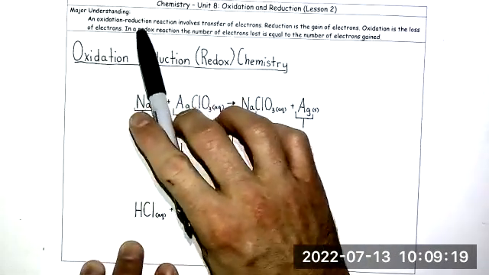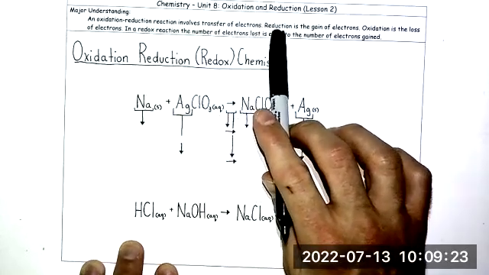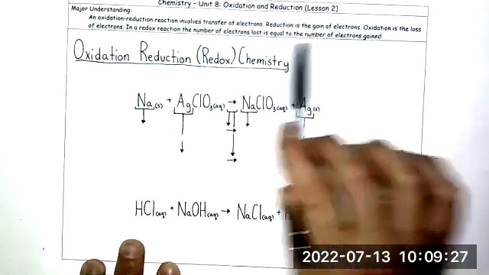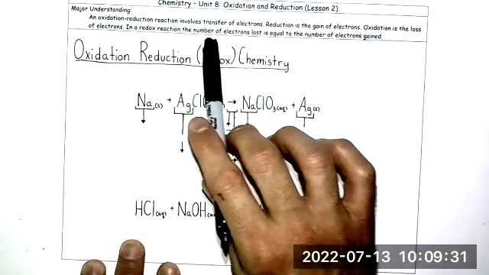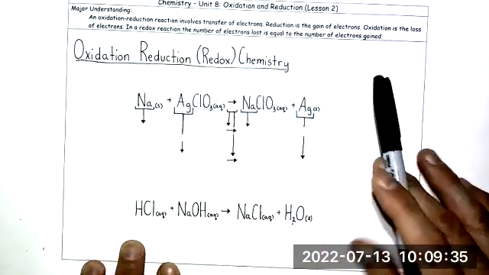An oxidation reduction reaction involves the transfer of electrons. Reduction is the gain of electrons. Oxidation is the loss of electrons. And in a redox reaction, the number of electrons lost is equal to the number of electrons gained.